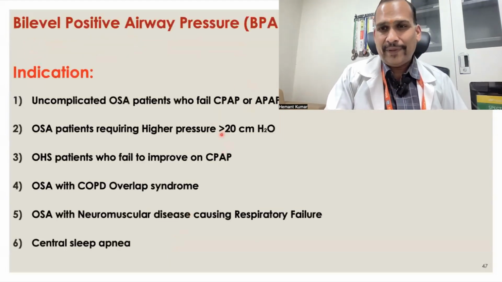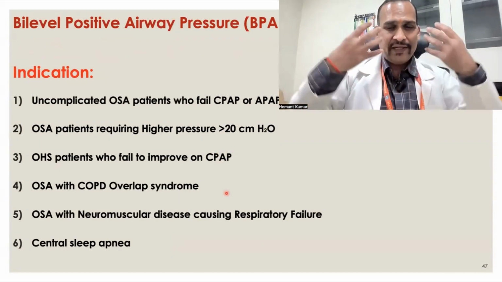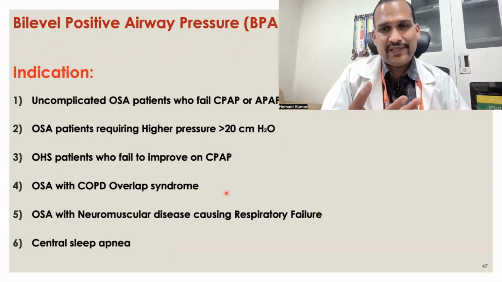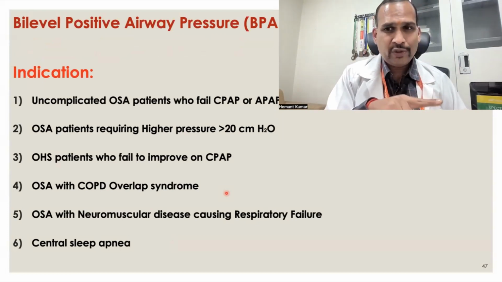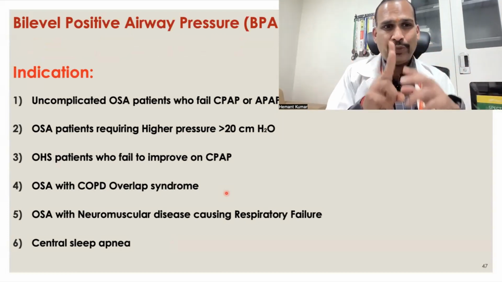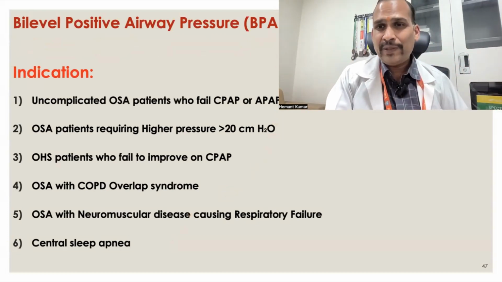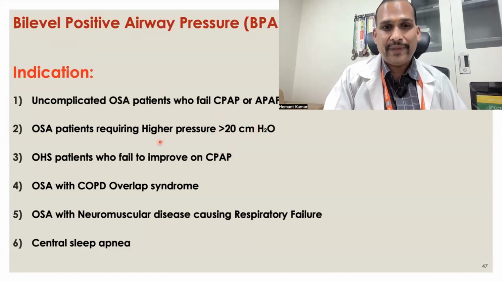Something is called BiPAP. BiPAP means two pressures: inspiratory more pressure, expiratory less pressure. In the previous AutoCPAP or CPAP, it is the same pressure during inspiration and expiration, but here there are two different pressures. So we have to prescribe BiPAP in patients who failed CPAP and APAP, or when CPAP pressure is more than 20. If we are giving CPAP pressure more than 20, the patient will not tolerate it. We have to give BiPAP.